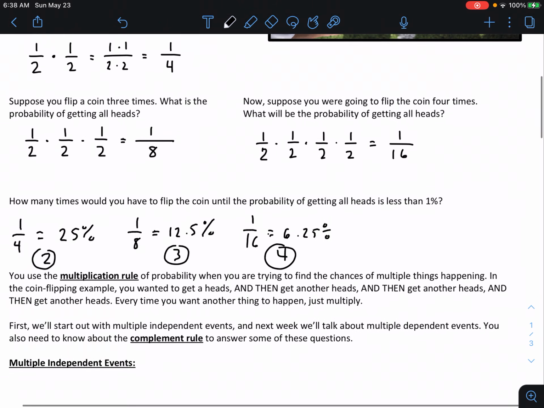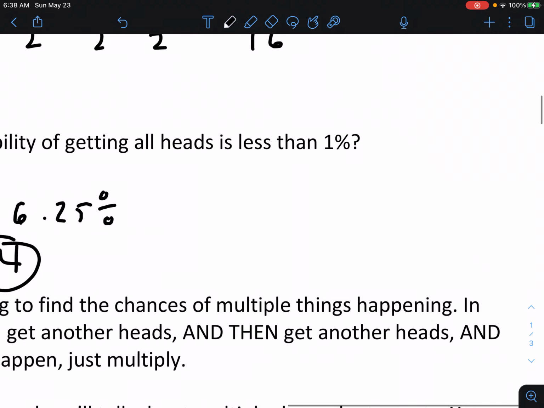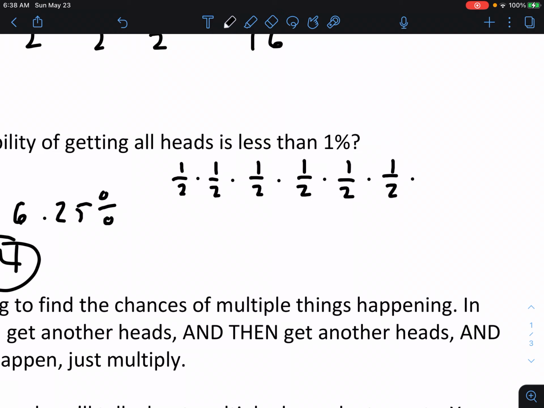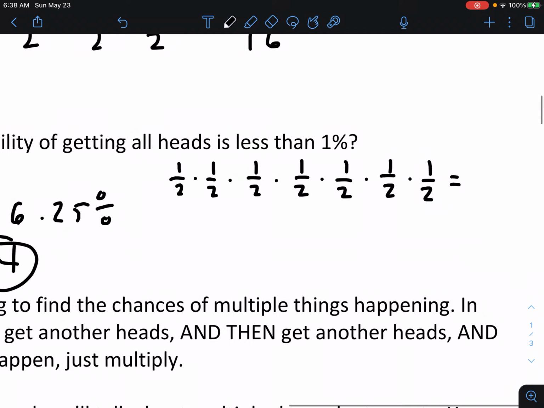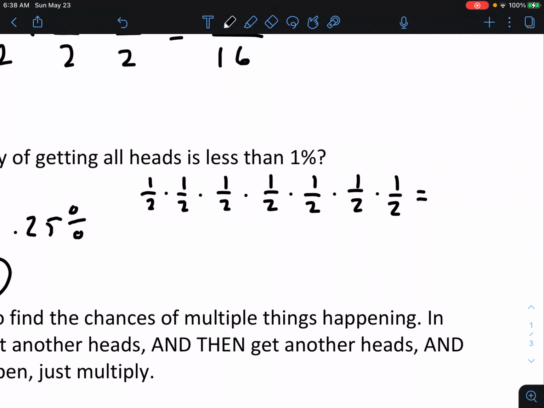And so the way we can figure this out is we can just say, all right, if I flip it 7 times, it's 1/2 times 1/2 times 1/2 times 1/2 times 1/2 times 1/2. I think I need one more. 1, 2, 3, 4, 5, 6, 7. All right, and then we have to multiply that. So 2 times 2 is 4. So that's these two. Times 2 is 8. Times 2 is 16. Times 2 is 32. Times 2 is 64. Times 2 is 128. All right, so we have 1 over 128.